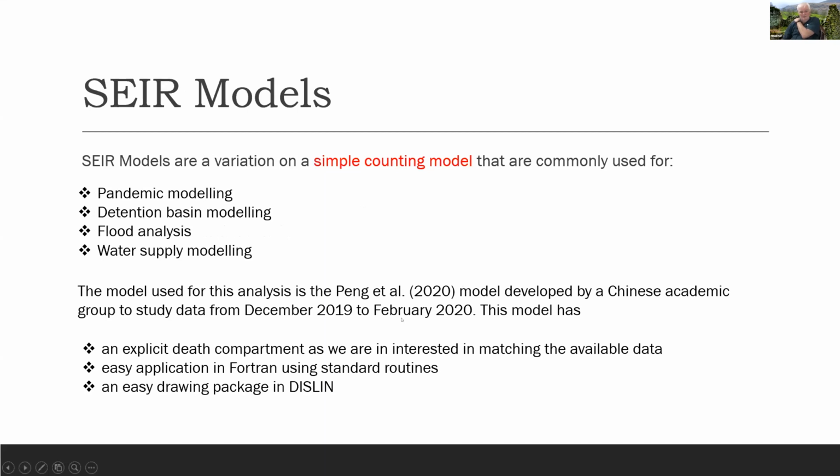So the SAR models are really simple counting models. When you look at them, they're really just a detention-based model for flood analysis, water supply modeling, pandemic modeling. They're all really the same. The one that I took was Peng's model, and I'm going to talk about that a little bit. And I was interested in his explicit death compartment. It's easy to code in Fortran. It only took a day or so to get it running. And the other beauty is there's a drawing package, DISSPLA, which goes along with the Fortran, which allows me to do the drawings fairly quickly.